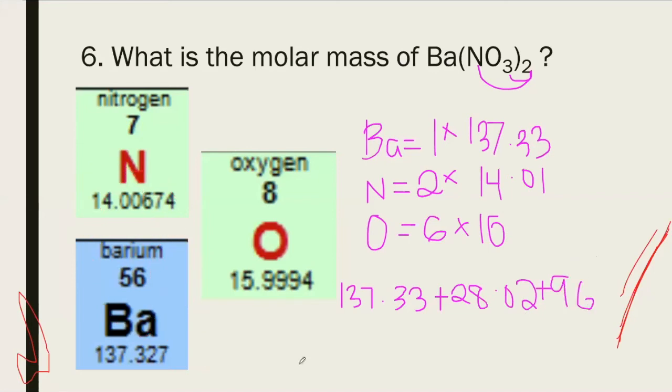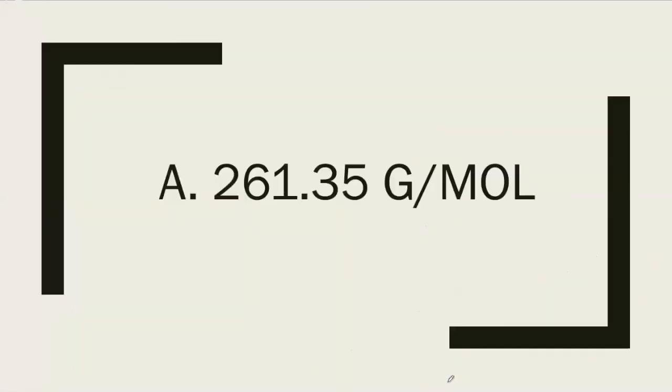So let's add that all together. So it will become 137.33 plus 28.02 plus 96. So that will give us 261.35. So the answer is A, 261.35 grams per mole.